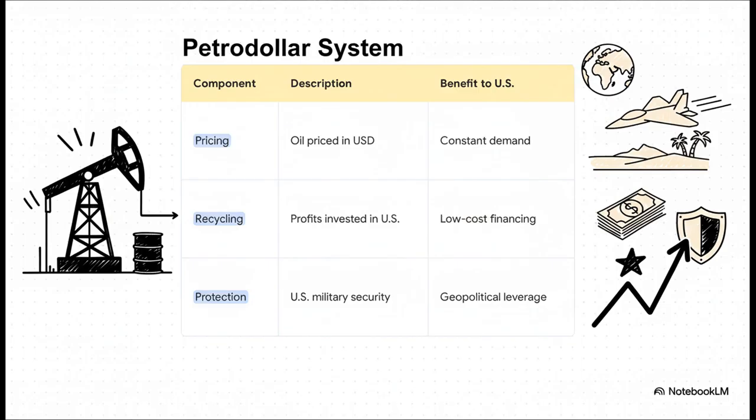In 1974, the US struck a historic deal with Saudi Arabia. And the deal was pretty simple. Saudi Arabia agreed to price all of its oil exports in US dollars, and then, this is the crucial part, invests its profits back into US debt. In return, the US provided military security. It was a masterstroke. It linked the dollar to the world's most vital commodity, creating a constant global demand for dollars just to buy oil.